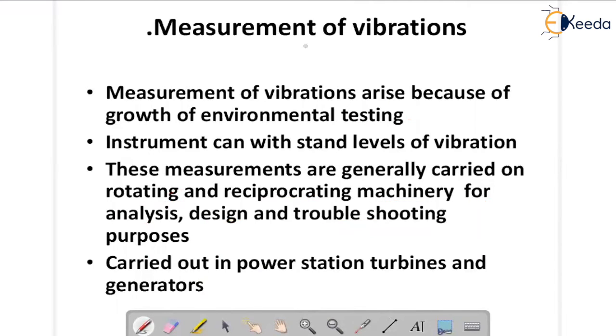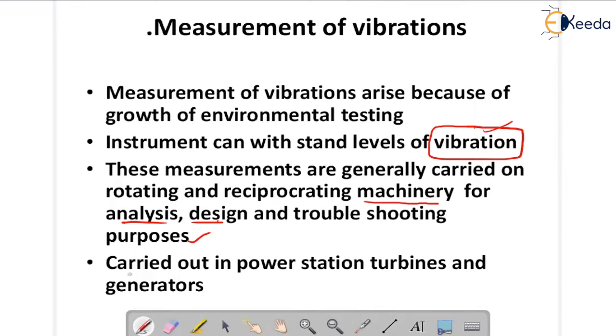So these measurements are very important. If you have some vibrations which are more severe, then the rotating machines may get damaged, or during design you have to take utmost care to reduce or minimize these vibrations. That is how it becomes very necessary to measure the vibrations.